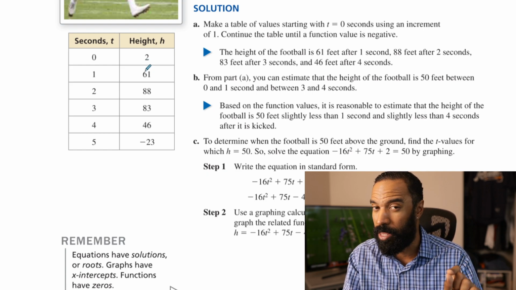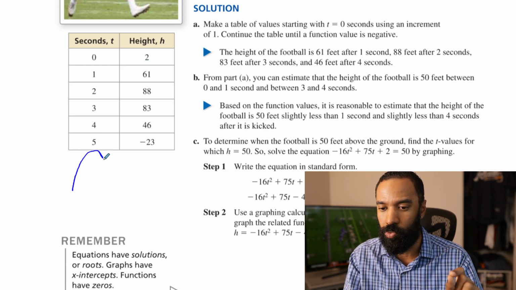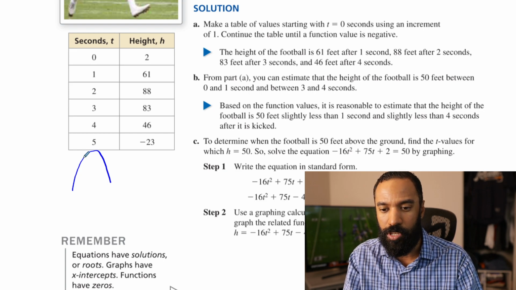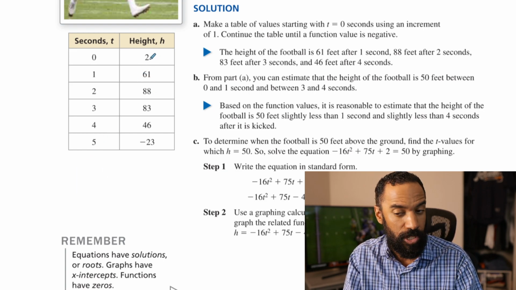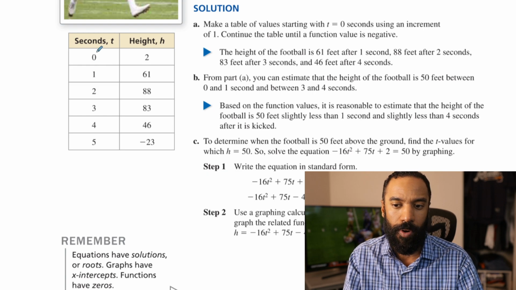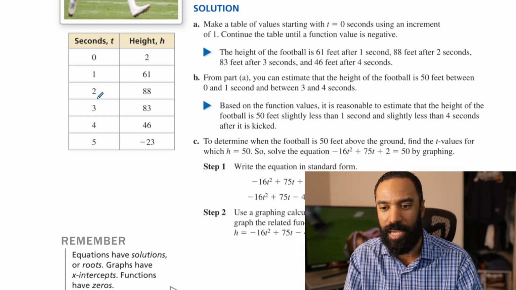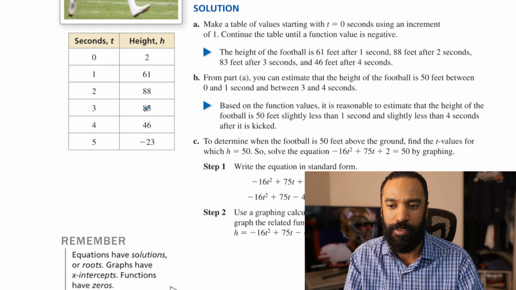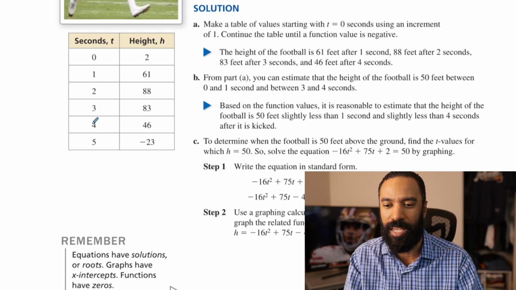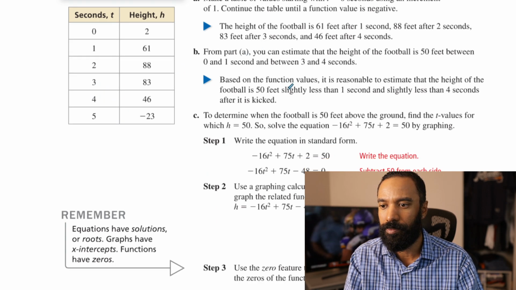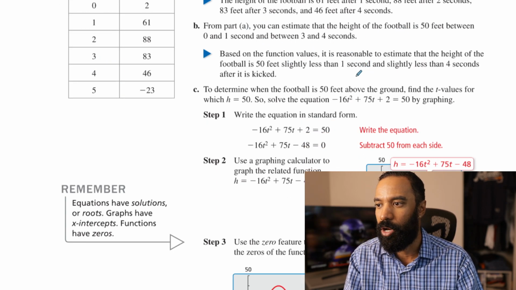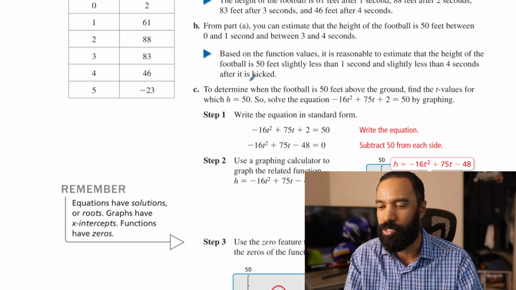Now, this isn't linear, by the way. It goes like this, and it works its way back down. But 50 is closer to 61 than it is to 2 by a considerable margin. So it's closer to 1 second than it is to 0 seconds. So about 1 second in, and somewhere between 3 and 4, probably closer to 4 than it is to 3. 46 is a lot closer to 50 than 83 is, so around 1 second in and 4 seconds in. They say slightly less than 1 second, slightly less than 4 seconds.